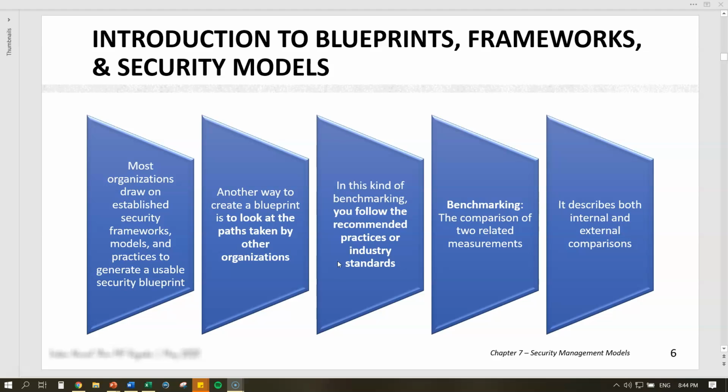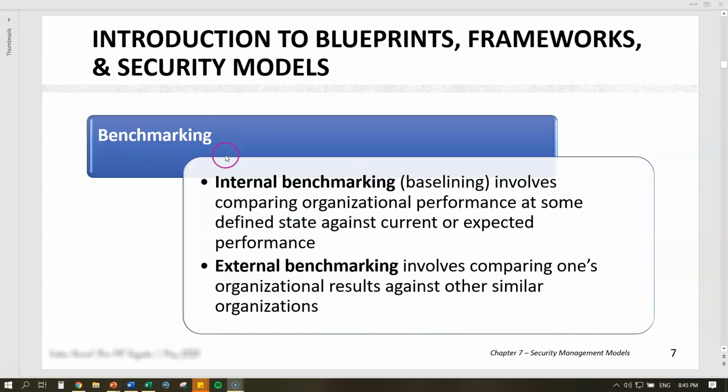Another way to create a blueprint is to look at the path taken by other organizations, by observe other organization punya model macam mana. Is it effective? Is it successful to the organisation? Kalau okay, so semua orang akan adapt ataupun guna pakai dia punya blueprint. In this kind of benchmarking, so this concept dipanggil benchmarking. Okay, you follow the recommended practices or industry standards. Basically, benchmarking involves two types of benchmarking, which is internal benchmarking and also external benchmarking.